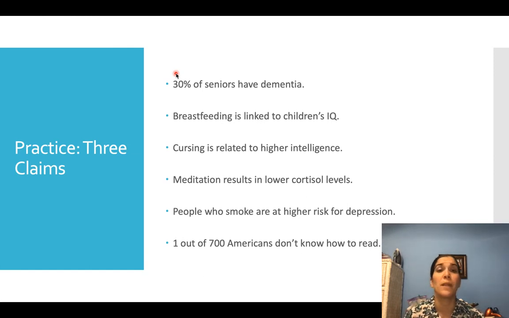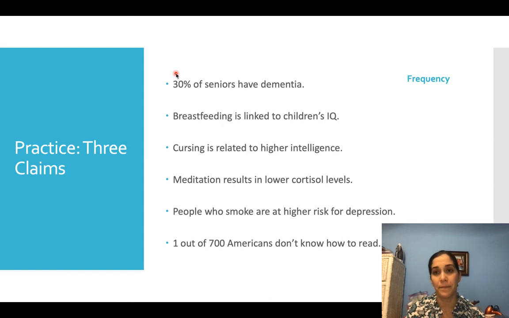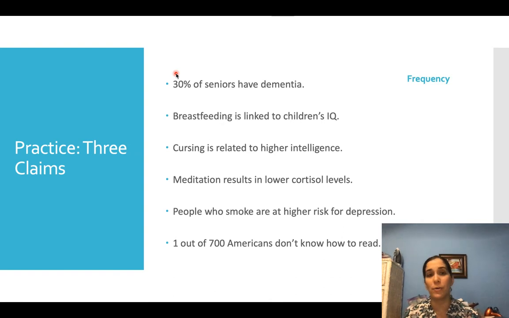Okay, first one. 30% of seniors have dementia. And then this would be a frequency claim, right? 30% is the frequency, and the one variable that is measured is rate of dementia.